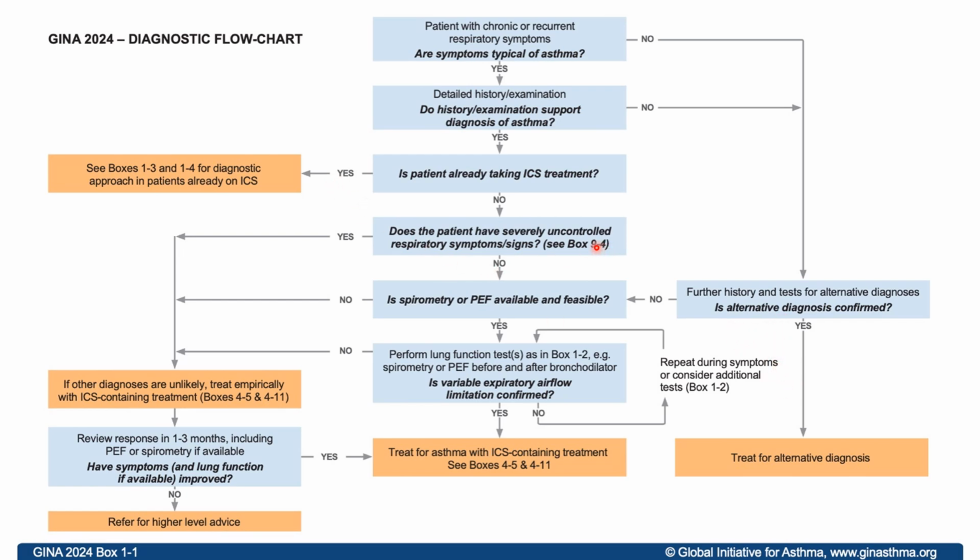In patients who are acutely unwell or have uncontrolled symptoms, obviously you won't give them spirometry immediately. You have to treat, so you treat empirically with ICS-containing drugs. In low-resource settings where they don't have spirometry, and your symptoms and examinations are supportive of asthma, then you also treat with ICS-containing treatment. After you treat, you review the response in 1 to 3 months, including the spirometry, or you assess if the symptoms improved or not. If they have not improved, you refer for higher-level advice.